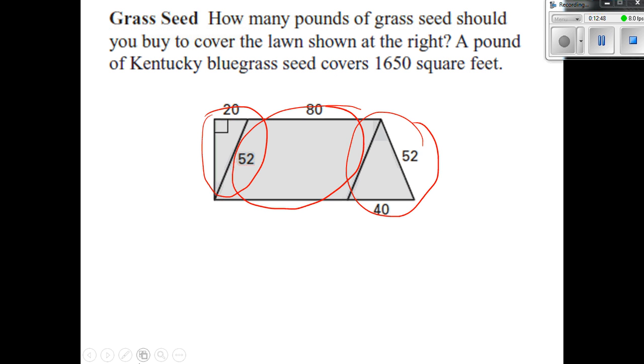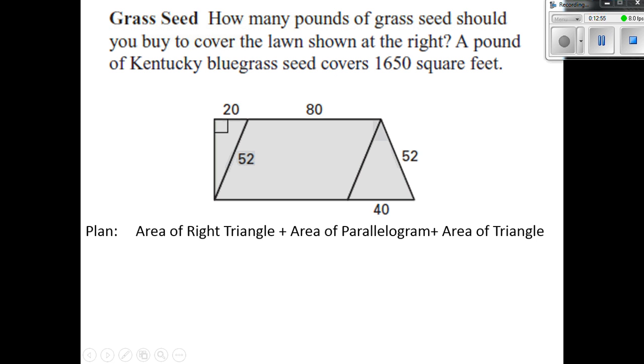So because I can see all these different figures, I've decided that I am going to find the area of the right triangle, and then I'm going to add that to the area of my parallelogram, and then I'm going to add that to the area of the other triangle. Okay, so what is the area of a triangle? Base times height divided by 2. The area of a parallelogram is base times height, and the area of another triangle would be base times height divided by 2.